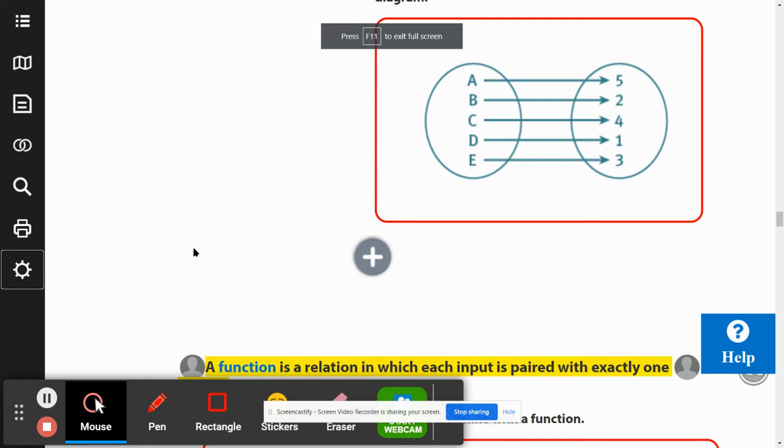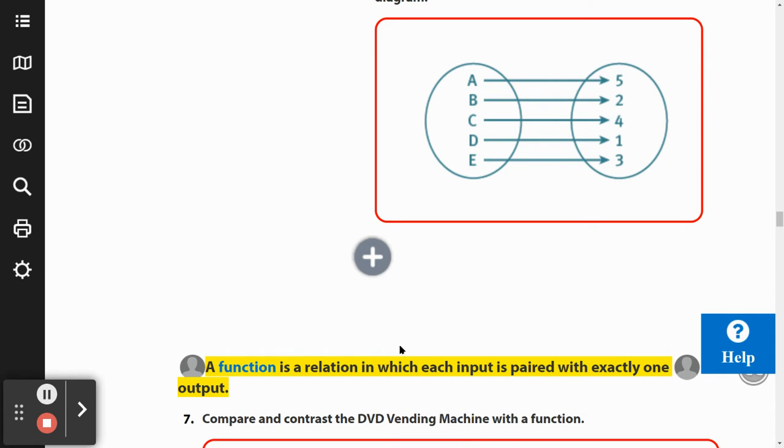All right, so continuing lesson 5.1, relations and functions. Going on to number 7. First off, there's a definition, and this is the most important definition of not only this activity, but also this whole concept that we are learning. A function is a relation. We know a relation is something that can be put into ordered pairs. A relation in which each input is paired with exactly one output.